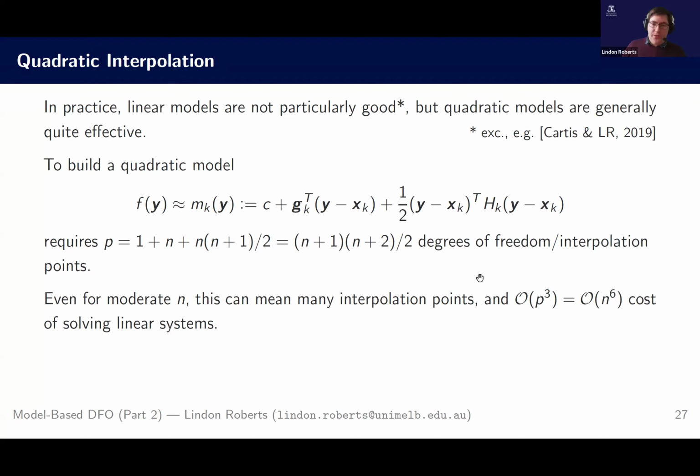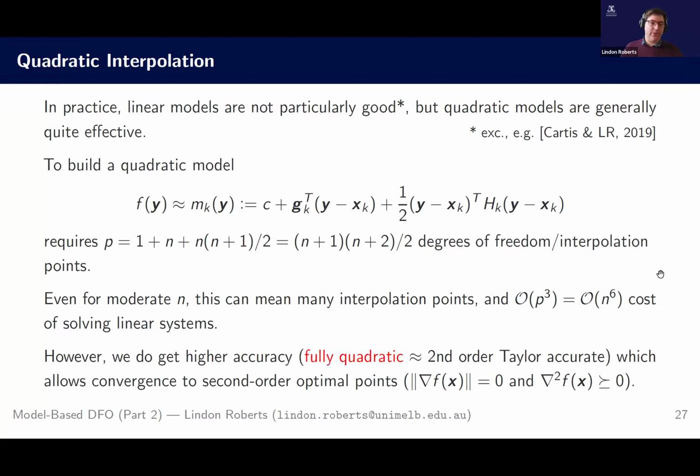You can do this. All the theory follows exactly as before, but you do get better error bounds. The problem is you need a lot of interpolation points. You need order n squared interpolation points. And the cost of solving your linear system, well, it's a p by p linear system, so order p cubed work to solve linear systems. So order n to the 6th work for solving linear systems, which can rapidly become a problem. You do get higher accuracy, though. So this can be useful, particularly if n is not too big.